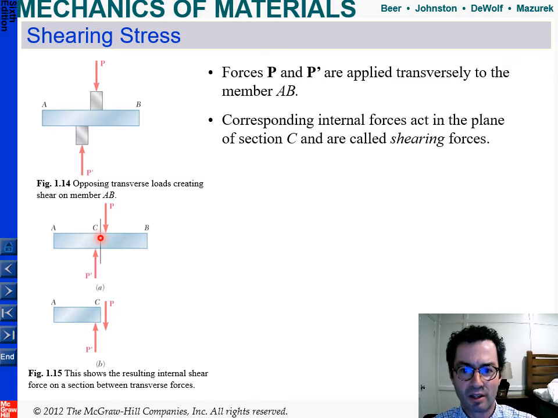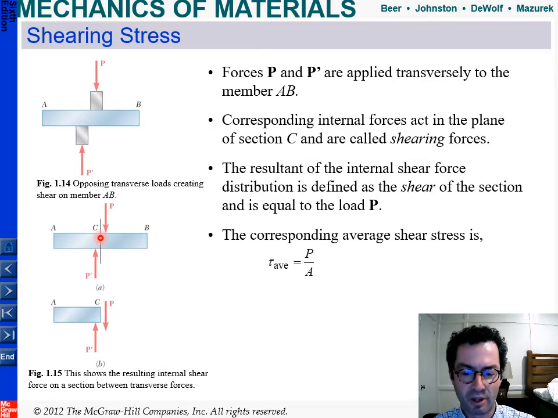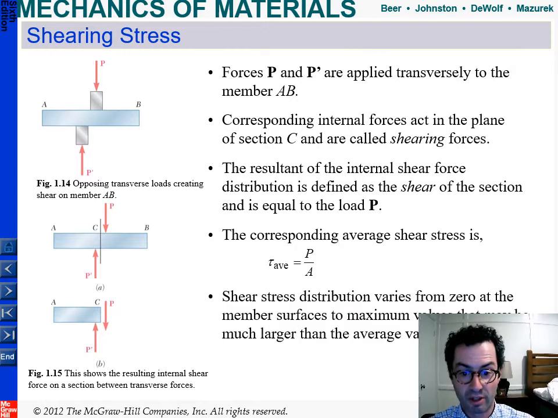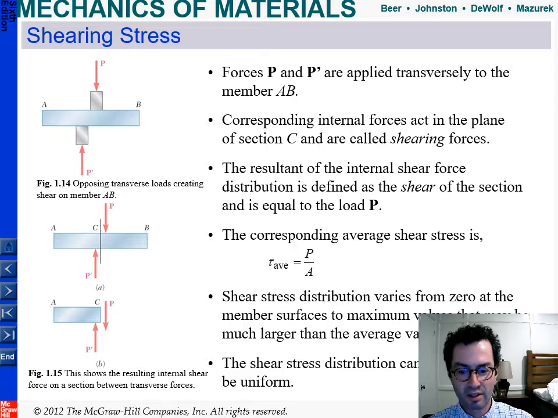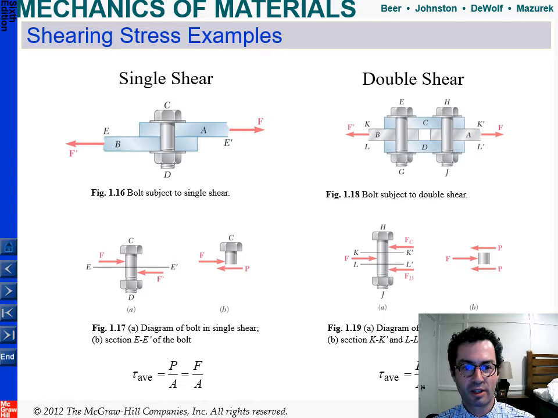The corresponding shear stress we describe as tau, and it's very similar to the formula that we use for tensile stress. It's your total force over the area of the shearing, and the distribution varies from 0 at the member surfaces. It's not uniform, is what I want to say here. But we're going to approximate it as uniform, because it's a little much to not approximate it as uniform.